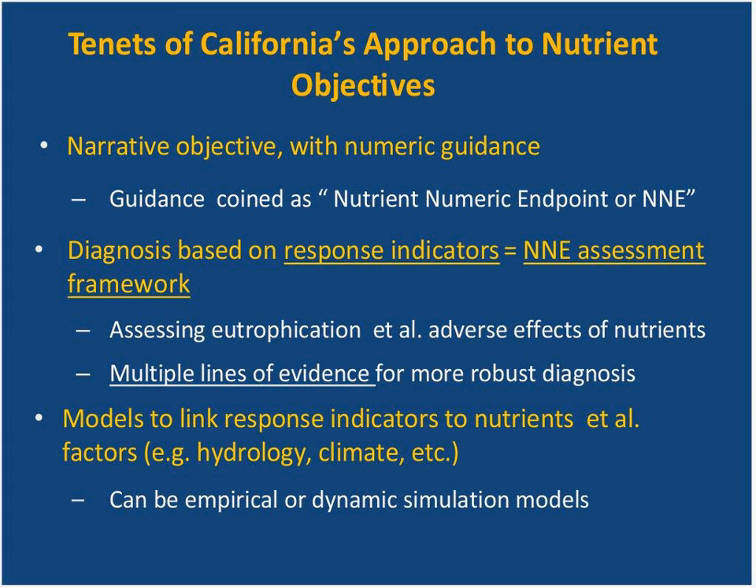And when possible, we also like to be able to use multiple lines of evidence for a more robust diagnosis. The other basic tenet of the NNE is that if you're going to make a diagnosis based on response indicators, then you're going to need some sort of model to link those response indicators back to nutrients and other factors that you can measure, for example, hydrology, or even those that you can't, like climate, to really make sure that you're getting the right nutrient number.